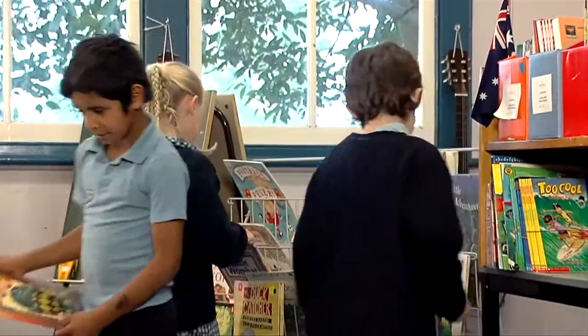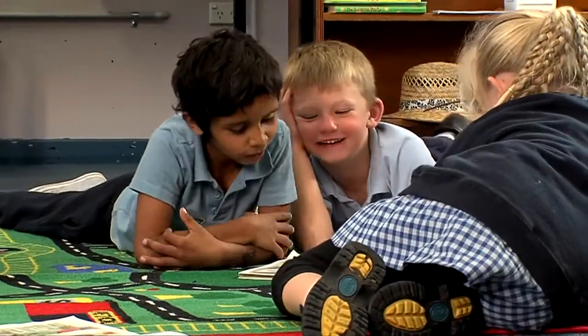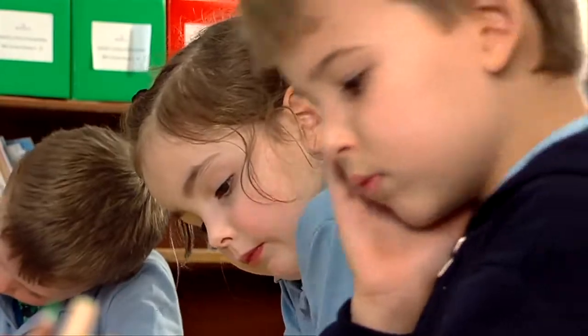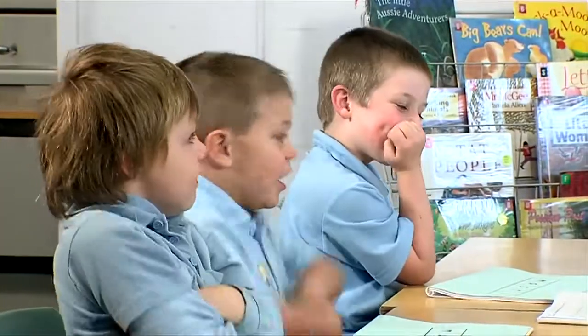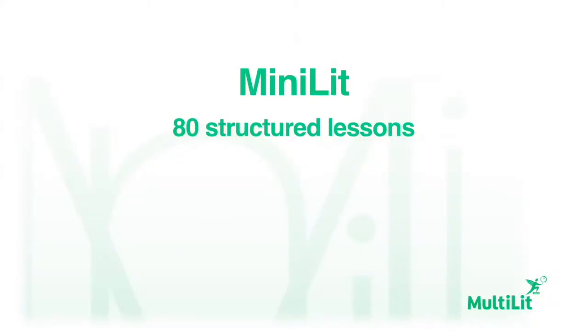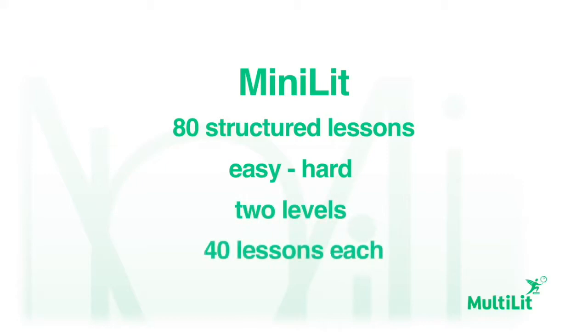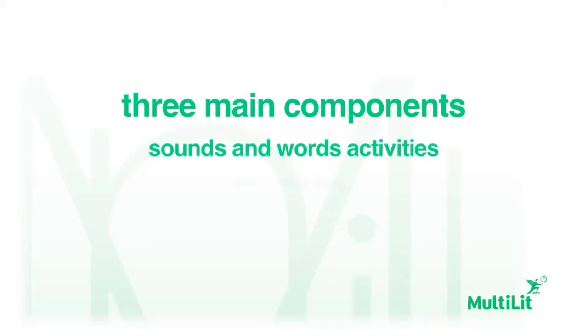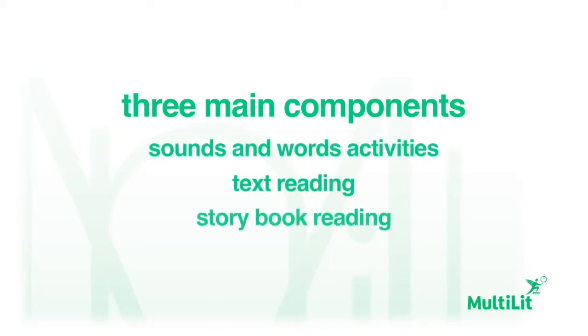MiniLit takes a contemporary, coordinated approach that integrates these 5 big ideas, providing a firm framework that balances the components of effective literacy instruction to ensure the best opportunity for reading success. MiniLit consists of 80 carefully structured lessons in an easy-to-hard sequence and is divided into 2 levels with 40 lessons at each level. There are 3 main components of each lesson, all of which should be carried out every time a MiniLit lesson is taught. The 3 components are sounds and words activities, text reading and storybook reading, all of which we'll look at now in a little more detail.